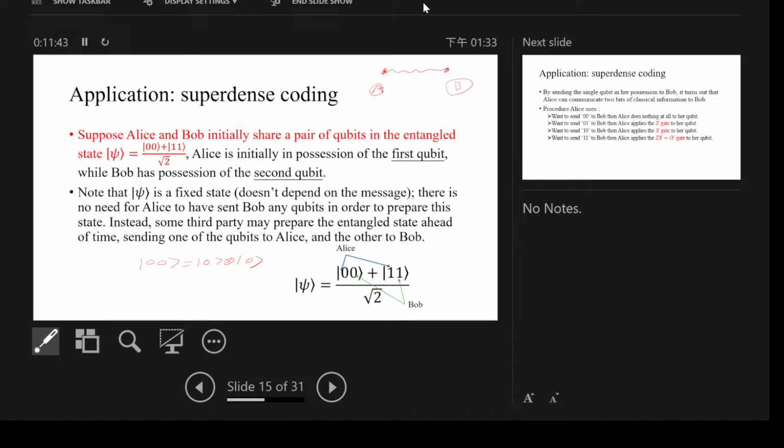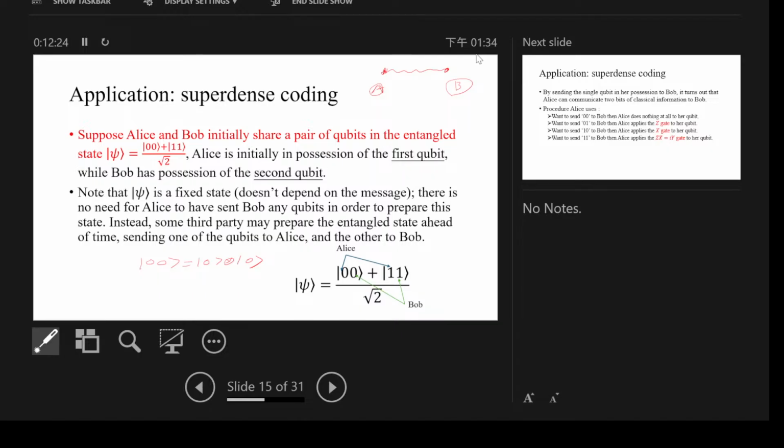The important thing here is that psi is a fixed state. This pre-shared entanglement doesn't depend on what Alice wants to send to Bob. So they can do this when they have free time and share those entangled states between Alice and Bob. One way to do this is with one quantum communication: Alice can create this state on her own side, creating a whole bunch of pairs of qubits in the 00 plus 11 state, and just send the second qubit to Bob.